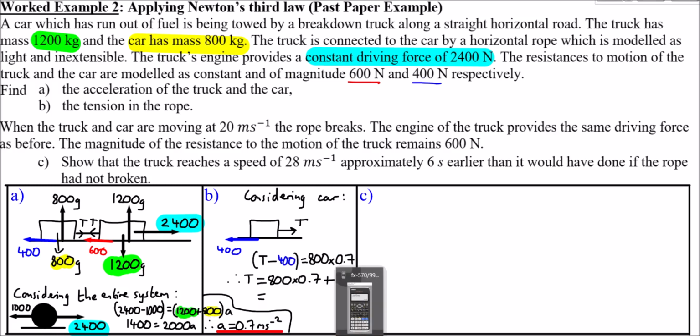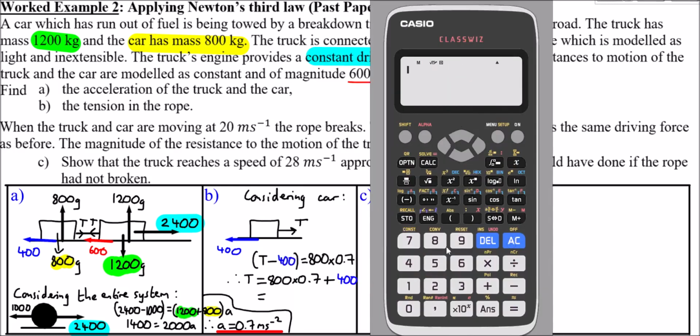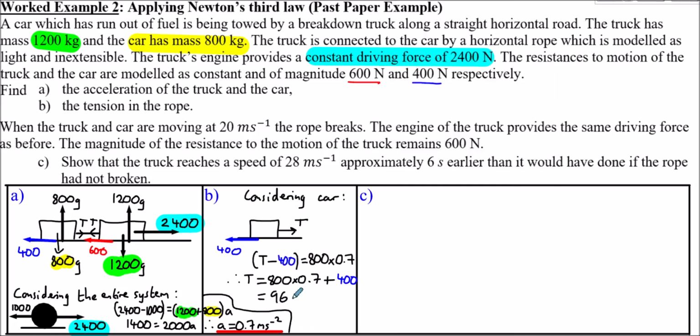So if we work this out on, again, the calculator, surprise, surprise, 800 multiplied by 0.7 and then plus 400, that gives us 960 newtons. So that tension force will be the same on the truck and the car. Now part C. Part C is a bit trickier, so let's read this carefully.